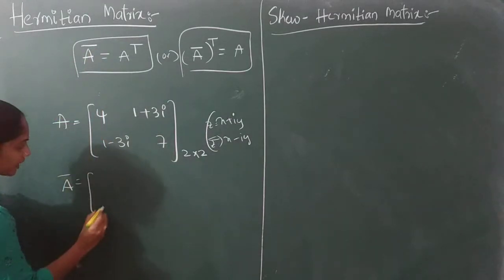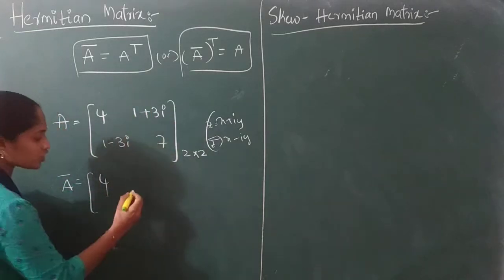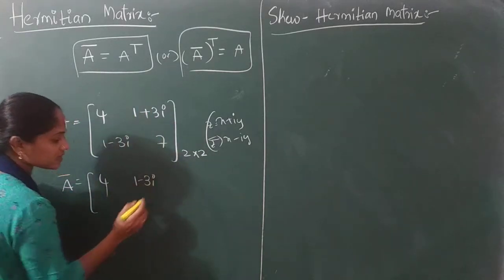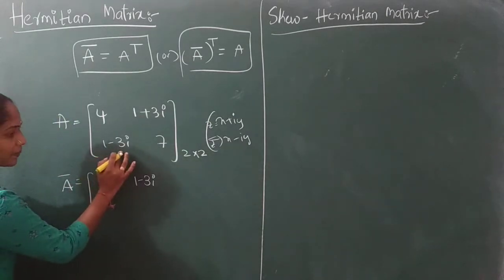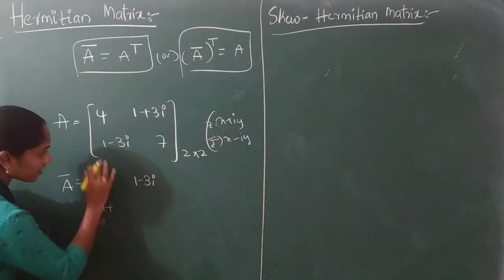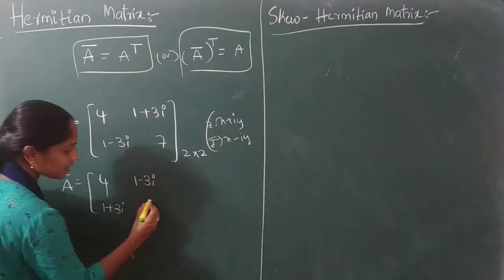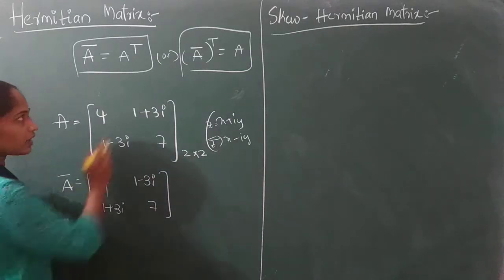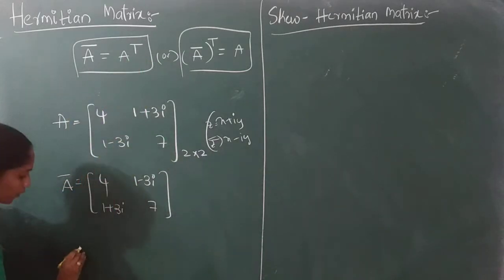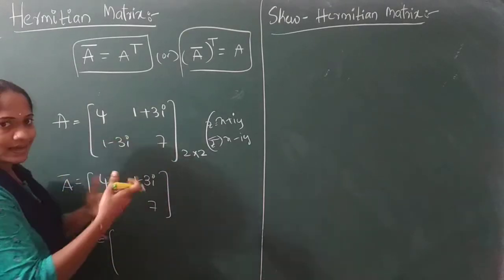First we'll find A conjugate. A conjugate is 4, which remains the same. Now 1 plus 3i, what is the conjugate? 1 minus 3i. The sign is changed only for the imaginary part, not for the real. And 1 minus 3i becomes 1 plus 3i, and the 7 remains as it is. This is A conjugate. Next we will find A transpose.